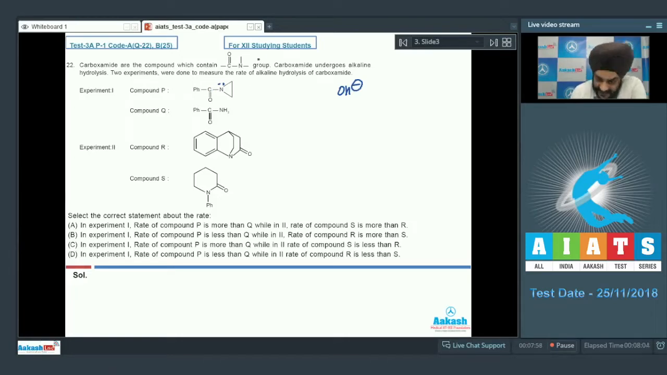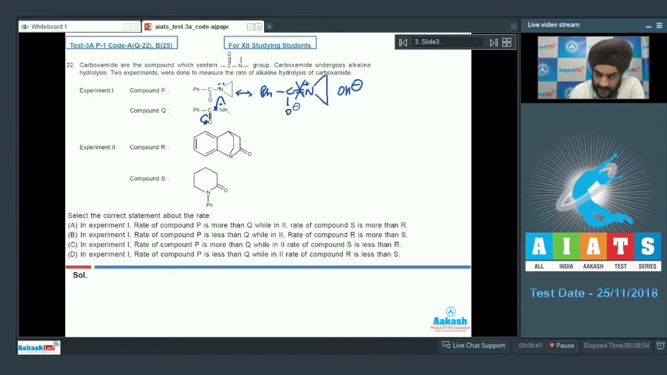But we can see that in the compound P, the resonance will not be very effective, as this molecule will be highly strained. So this resonance is not very effective, whereas in the compound Q, the resonance can take place relatively easier. Because of this resonance, the electrophilic nature of this carbonyl carbon shall decrease, whereas no such resonance is taking place in the compound P.